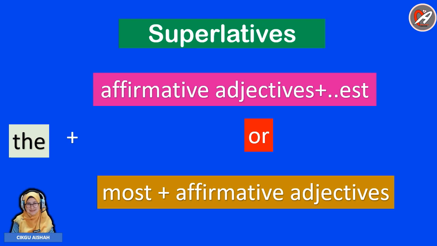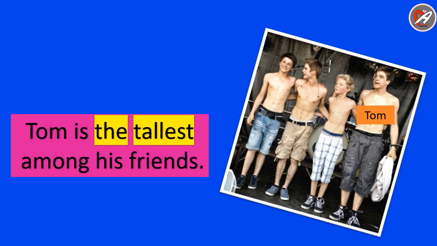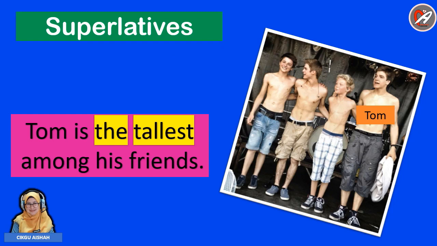To form superlatives, we use the in front of the affirmative adjectives and then we add est at the end of the adjectives, or we add the most in front of the adjectives. Okay, for example, we want to compare Tom with his friends. So in superlative form, we say Tom is the tallest among his friends. Tom adalah yang paling tinggi di kalangan rakan-rakannya.